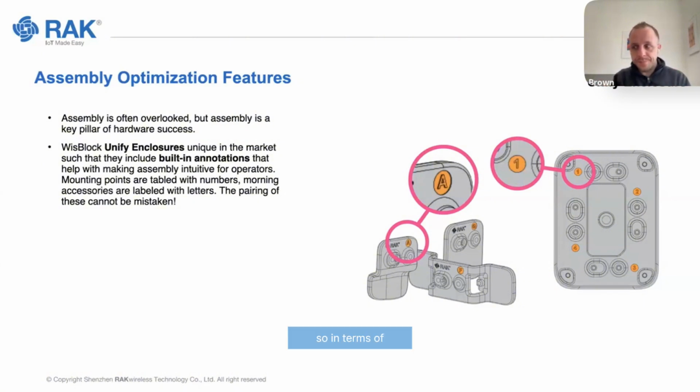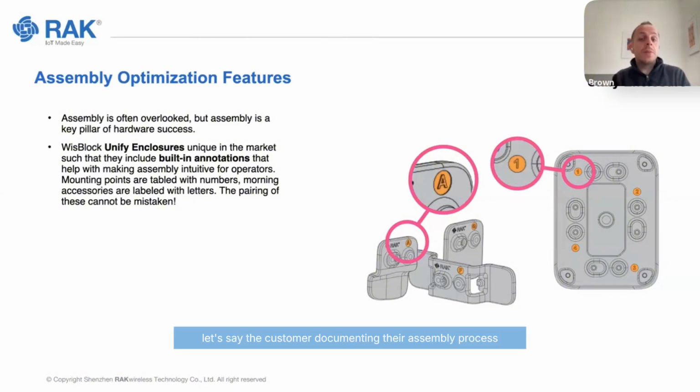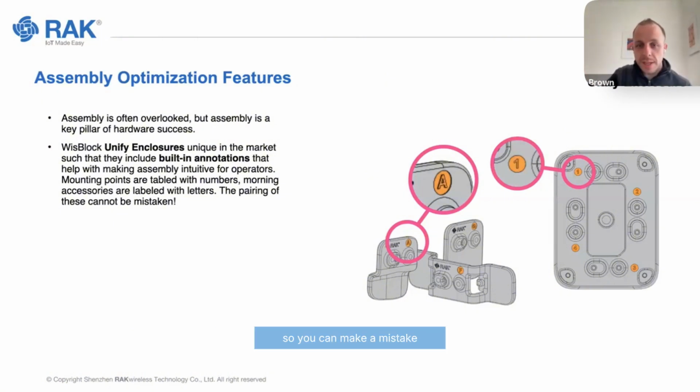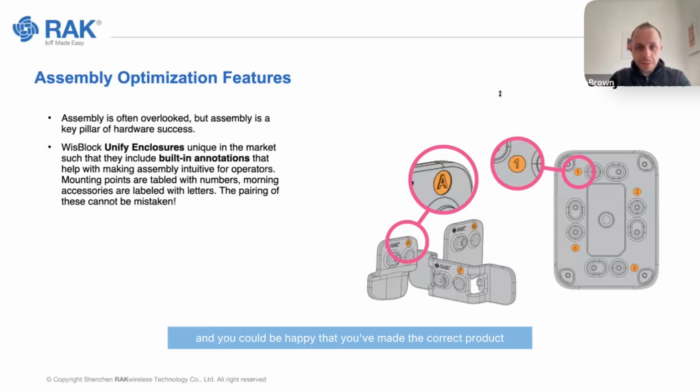So in terms of, let's say, the customer documenting their assembly process, they can say quite simply, fit accessory A to position 1, which is very good. It avoids error and problems, because imagine making 100 or 200 of these, and you said to somebody, okay, fit this accessory to the top. Okay, the top depends which way up you have it. So you can make a mistake. So it makes it really pain-free, and you can be happy that you've made the correct product.